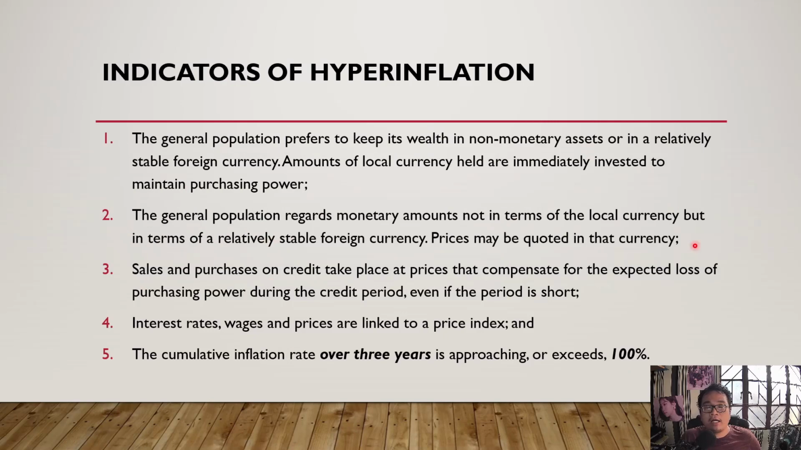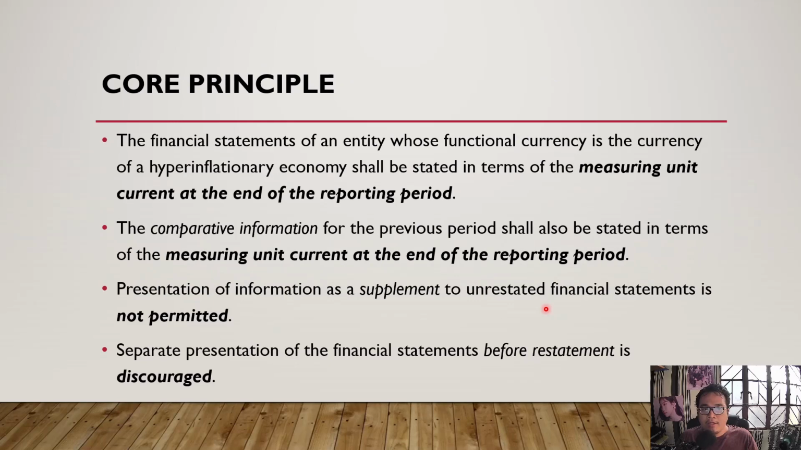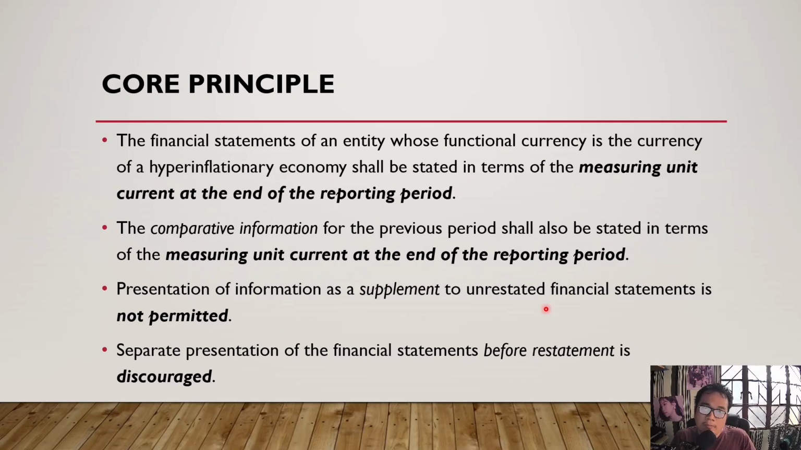But take note, itong nakalimutan kong sabihin sa start, itong PS 29, under to sa accounting for business combination, BAPE 7 or Advanced Accounting Part 2. Kalimutan kong sabihin sa start. So, punta tayo sa core, na-explain natin yung introductory concept ng hyperinflation, stable monetary assumption, kung bakit nag-exist si PS 29. With that said, let's go to the core principle of PS 29.